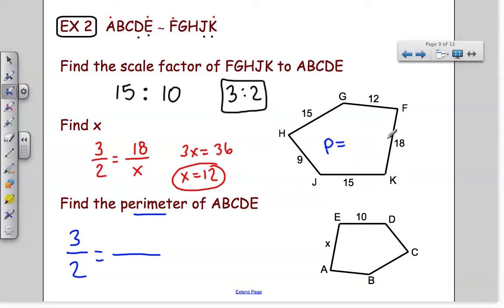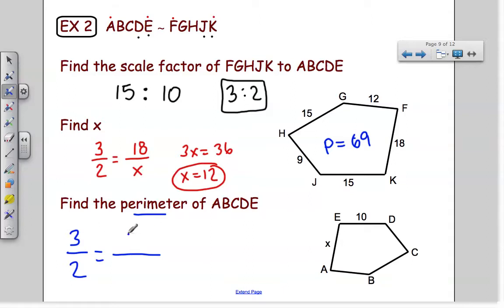So I've got to find the perimeter of this. I'm going to add up all of these sides, 15 and 12 and 18 and 15 and 9. And I'm getting 69, and hopefully that's right. This would be what, 30? Another 30 would be 60 plus 9. Okay, so the perimeter of the big guy was 69.